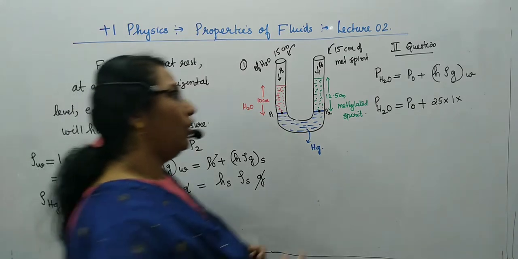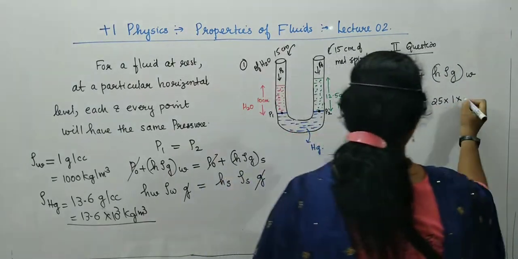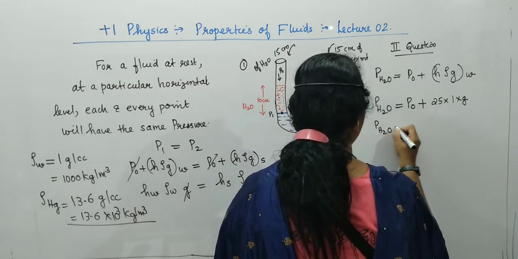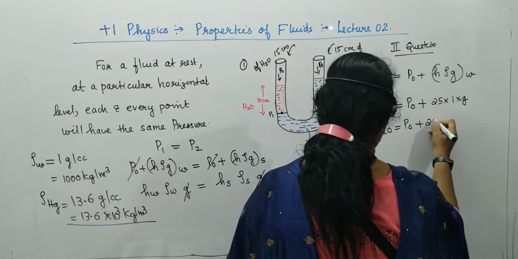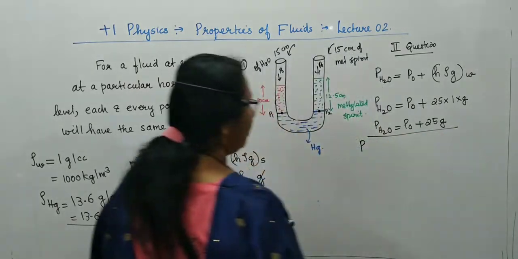So 25. Now this is in centimeter, so I am taking 1 gram per cc into g. So we can say P of H2O is equal to P0 plus 25 g. And this is the pressure provided by water.